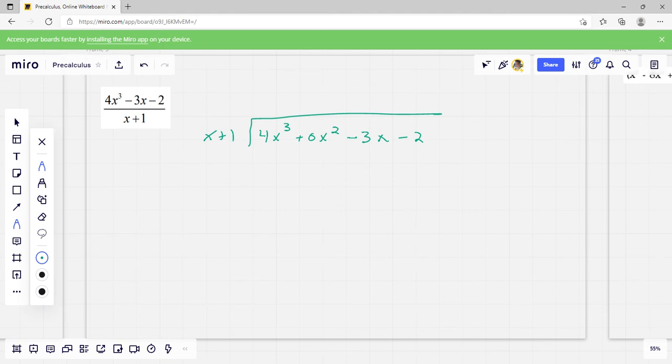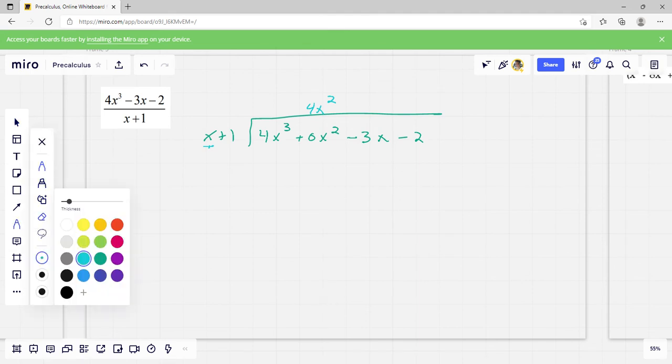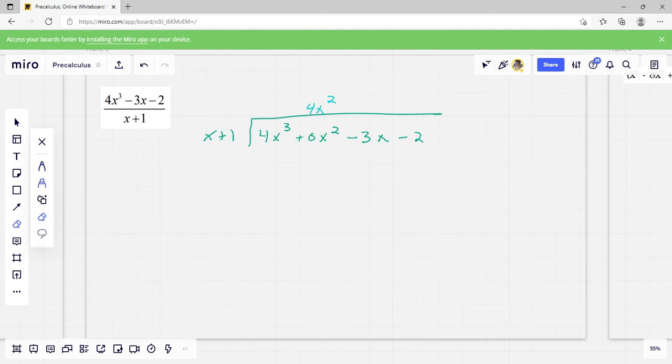All right, so now I'm just going to divide like before. I need to multiply this x times 4x squared to get to 4x to the third. So then I'm going to do my multiplication on both my terms. So I'm going to say 4x squared times 1 would be 4x squared. 4x squared times x would be 4x to the third. Change my signs to negative. Those cancel out. I'm going to have negative 4x squared. Bring down my next term.